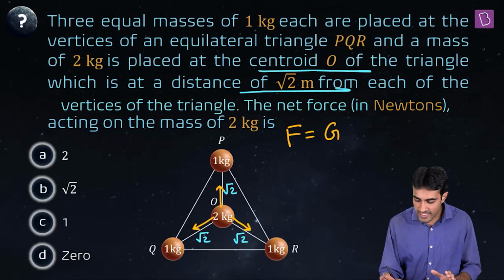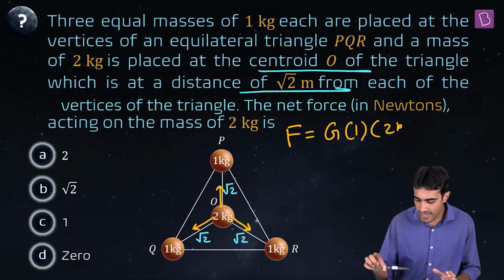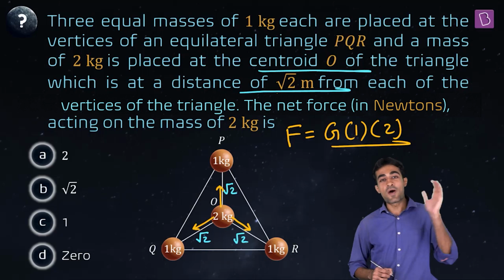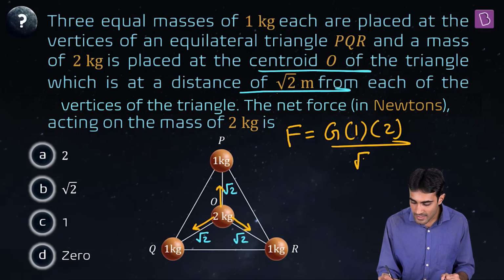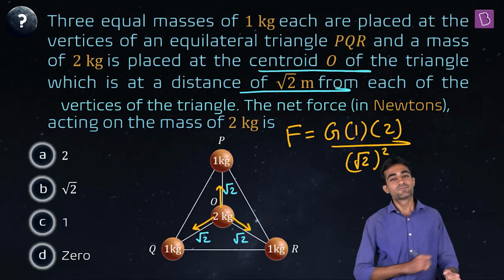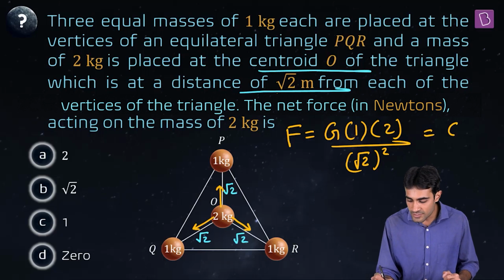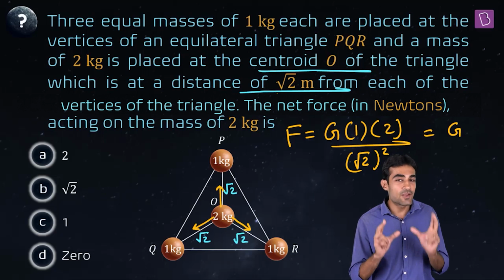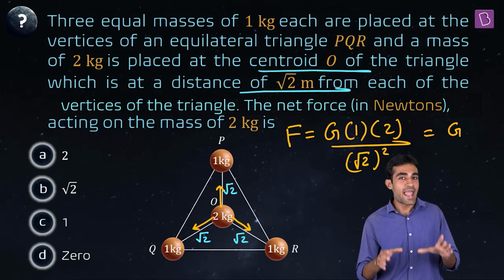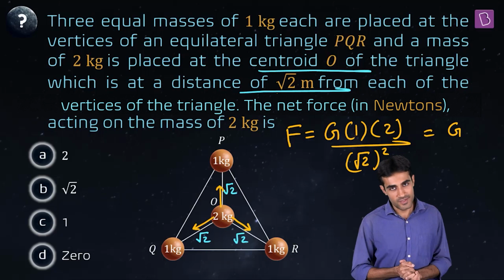See, the magnitude is G. First mass is 1 kg and the second mass is 2 kg. Okay. So G times 1 times 2 divided by distance square. What is the distance? Distance is root 2. So root 2 square. So the force is coming out to be G. Now all the three forces have equal magnitude G and the directions are different.